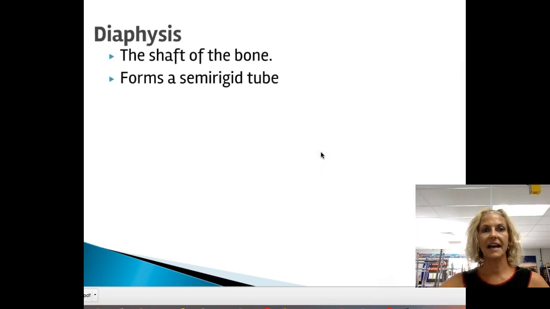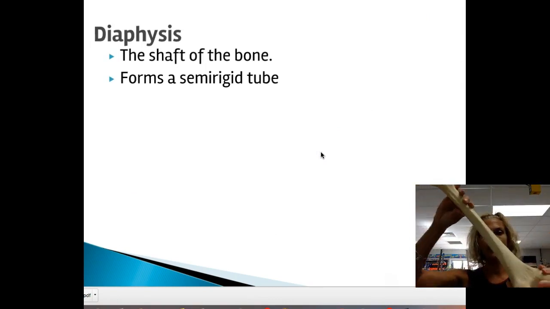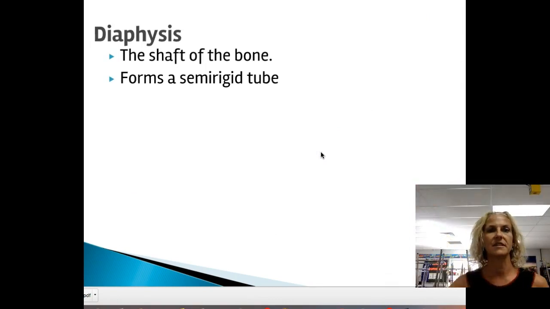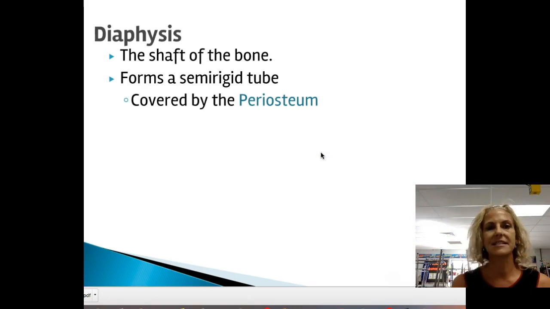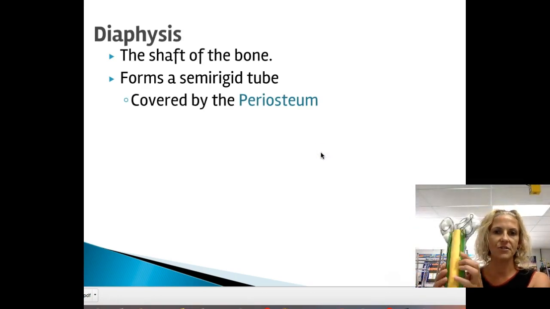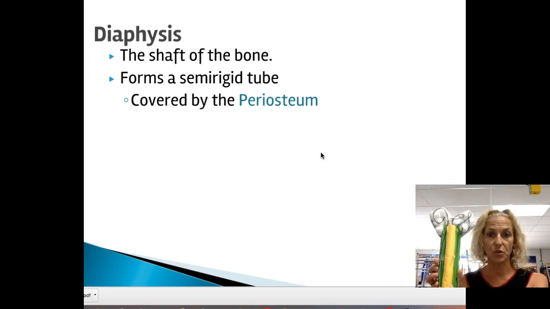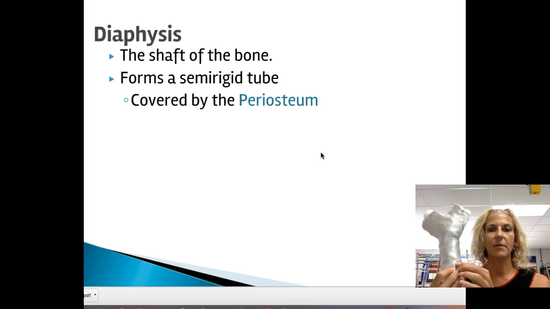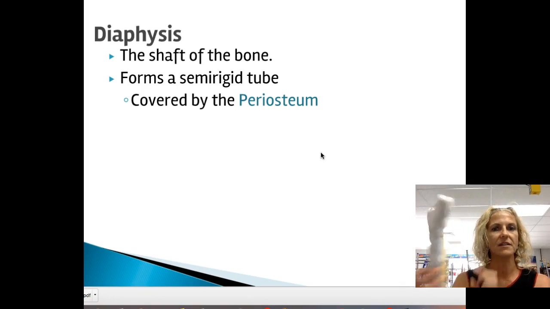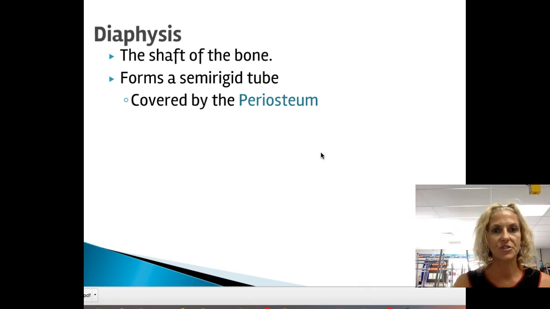The diaphysis is considered the shaft of the long bone. So this length of the long bone is the shaft. It's a semi-rigid tube. This is a model a student of mine made, so you can see inside there's kind of like a tube there. It's covered with periosteum. This student put a separate tissue here. So peri, around the bone tissue.